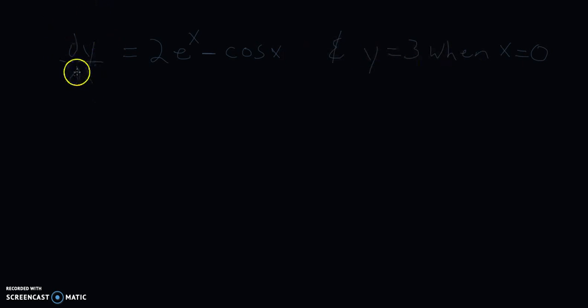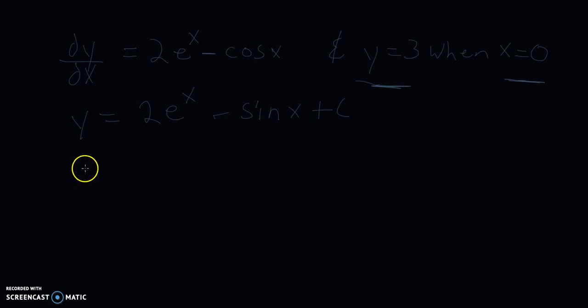So our slope is dy over dx equals 2e to the x minus cosine of x. So the antiderivative of dy over dx is y. And the antiderivative of 2e to the x is still 2e to the x. The antiderivative of cosine of x is negative sine x plus c. So now we have to substitute these two conditions and plug them in.